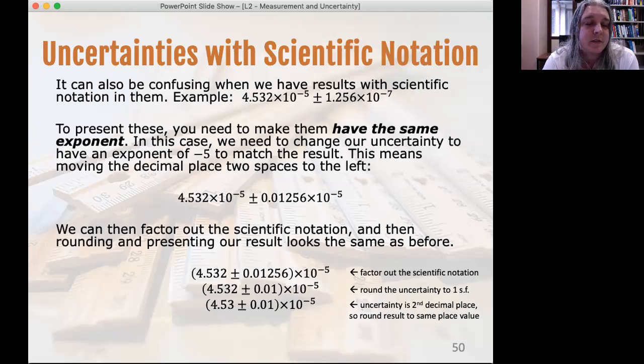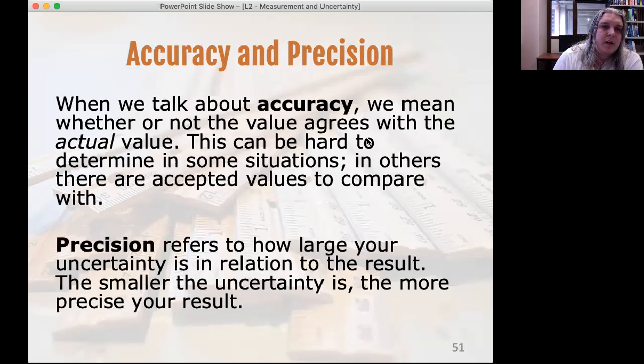Hopefully you're familiar with maths and factorization. If you've got times 10 to the negative 5 on both parts of that, you can factor it out, and you get 4.532 plus or minus 0.01256, all times 10 to the negative 5. And that means you can then round as we normally would without the scientific notation, and that times 10 to the negative 5 just sits on the outside of that bracket. So that's it for uncertainties in scientific notation.